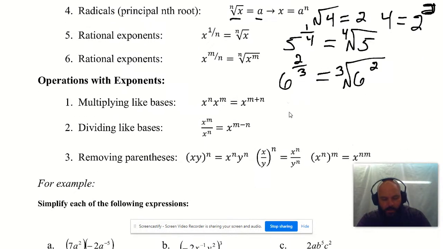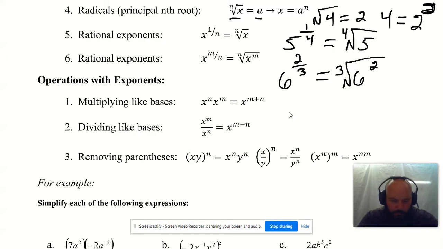All right, moving on to the next three properties. We have multiplying like bases. So an example of this is if I had x to the third times x to the fourth, that would mean it's x to the seventh.